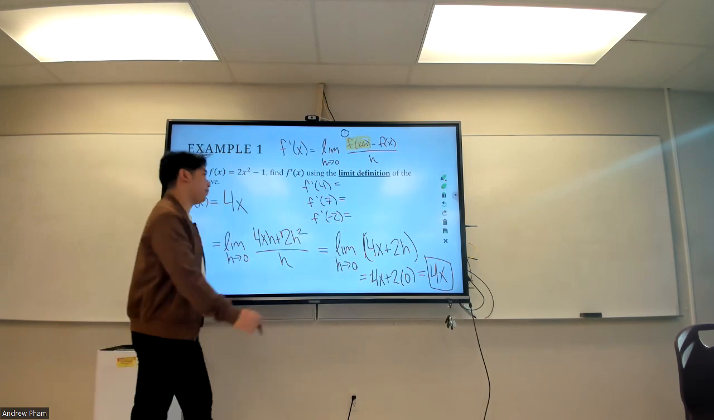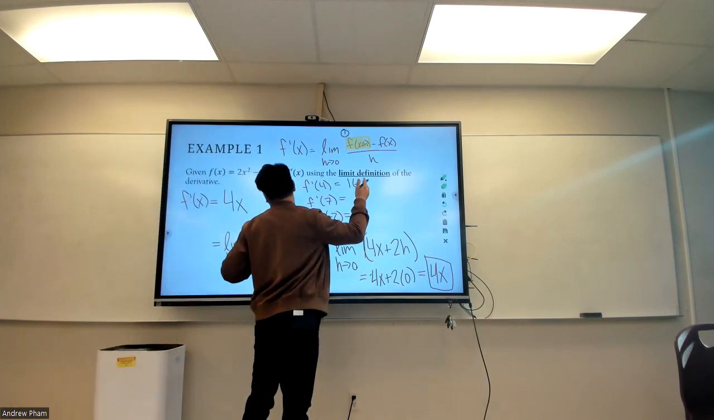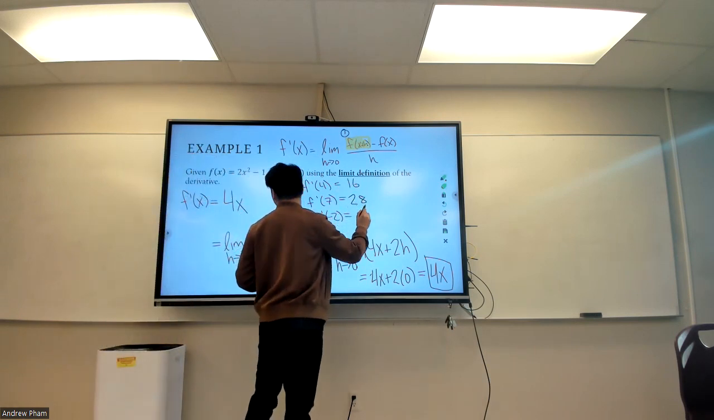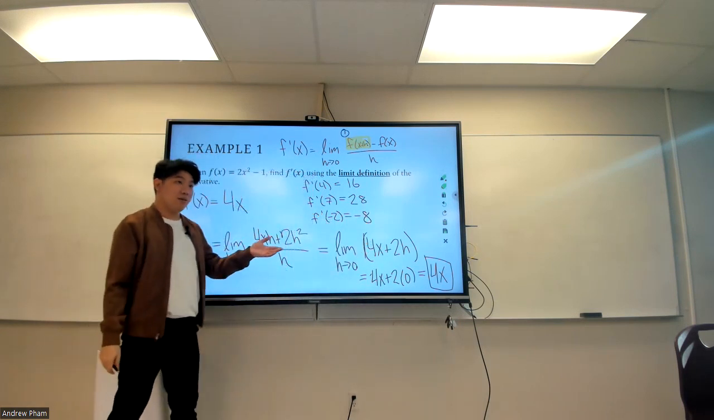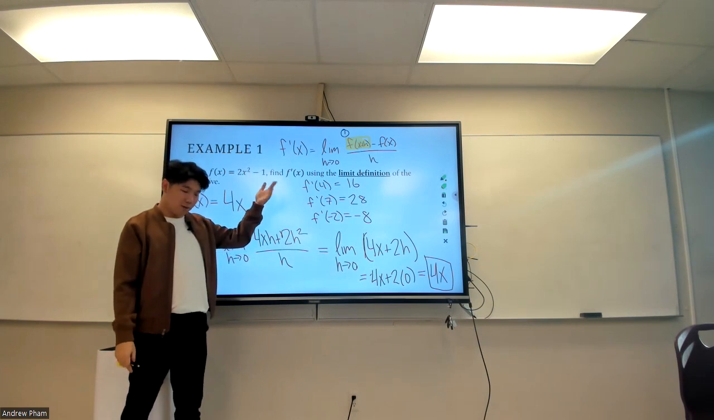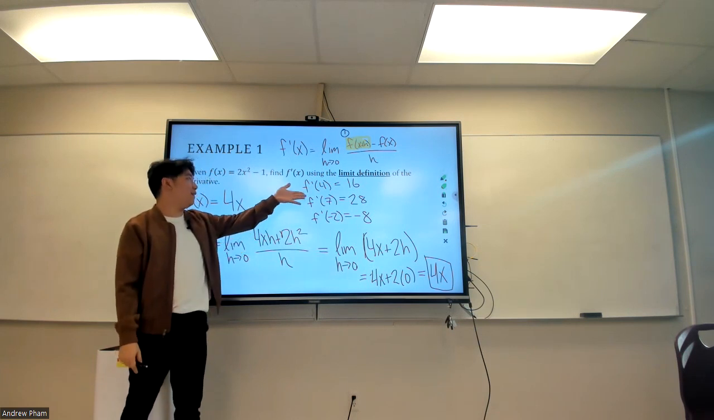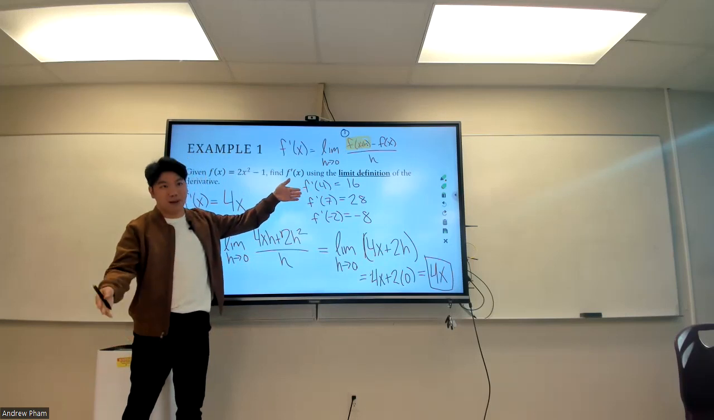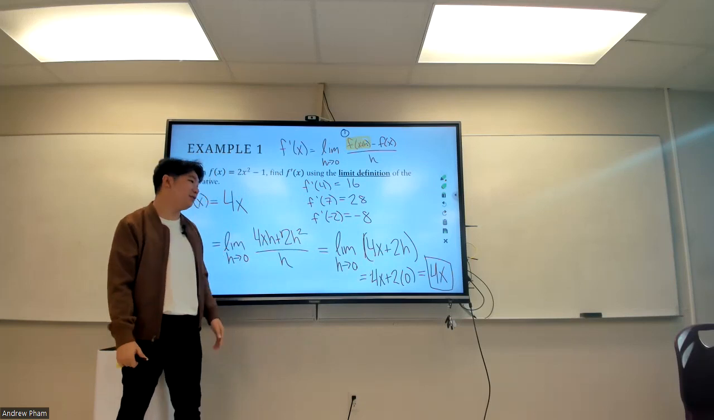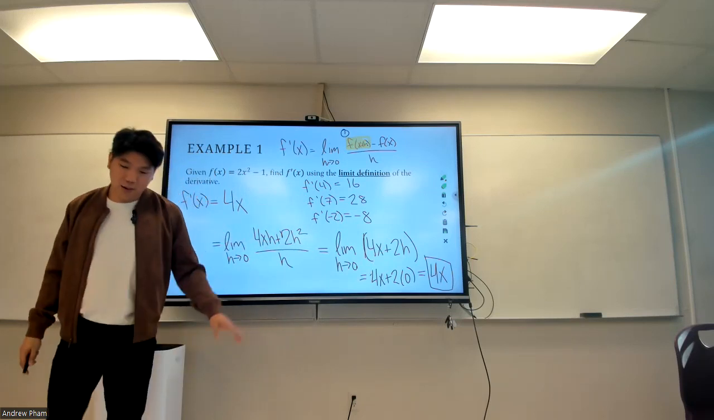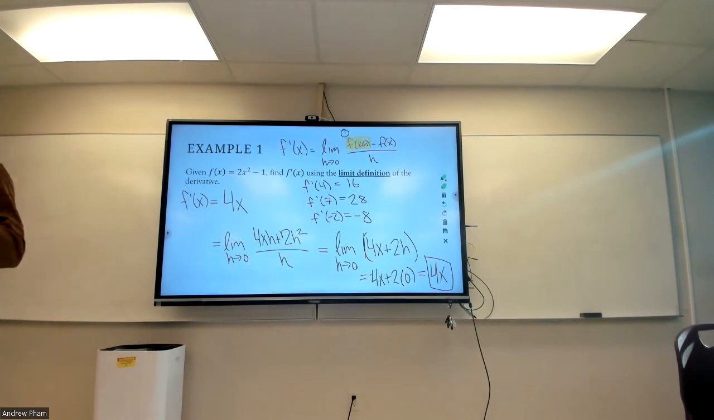We would get 16. F prime of 7, we just have 7 times 4, we get 28, and -8, for example. So this is almost a little bit streamlining what we did before. Again, if I had this, I would have to do f of 4 plus h minus f of 4, all of that. Do the same thing for 7, same thing for -2, and all of that. So what this function does, I like calling it our slope function. Because if I plug a number in, it's going to give me the slope at that point.